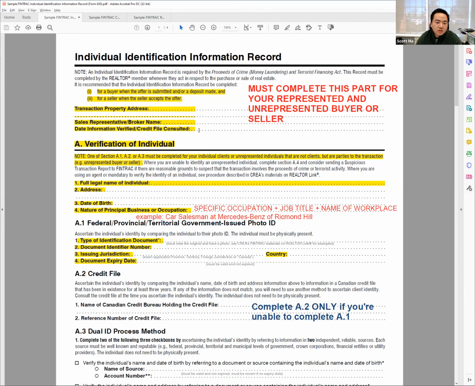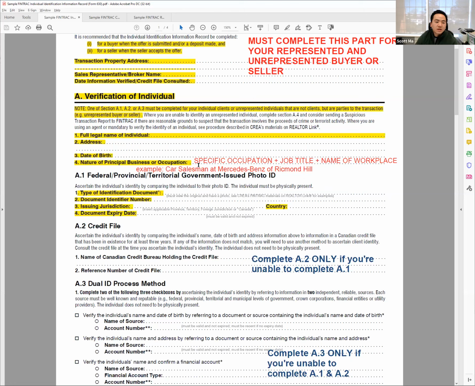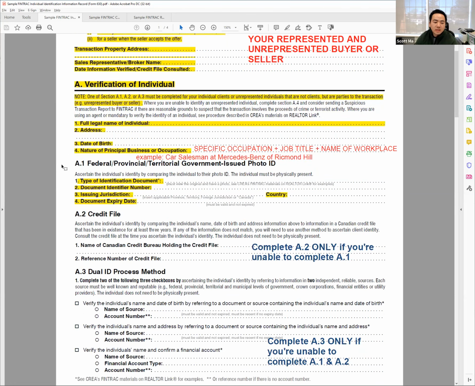Usually, you will ask your client for their valid government issued ID. The date that they give that information to you is the date you're going to verify their ID and complete this form. There are a few sections in this form. The first section is verification. You need to complete either section A1, A2, or A3.